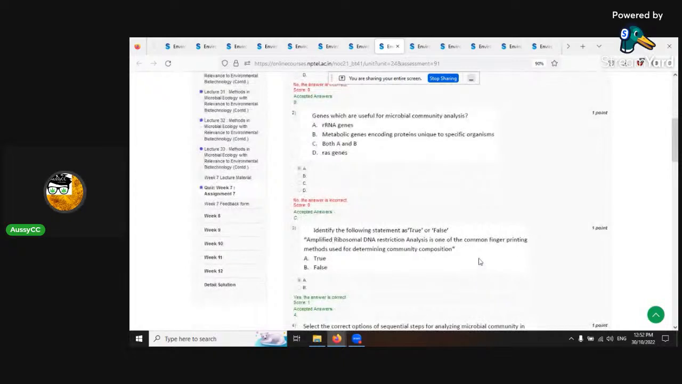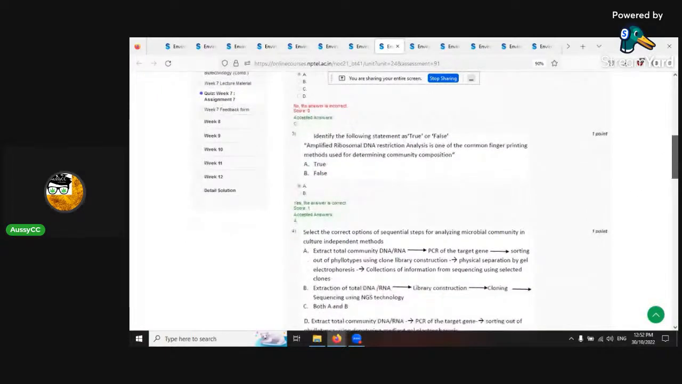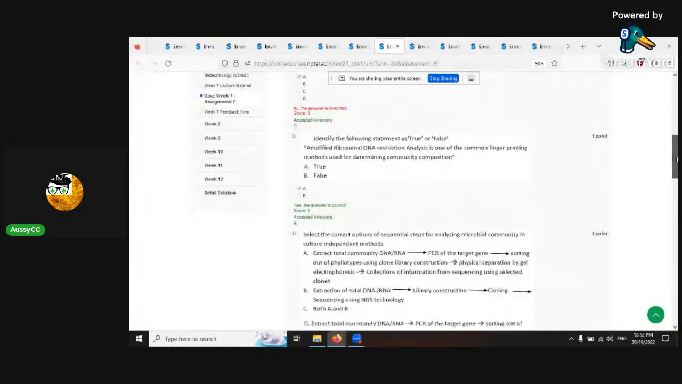Select the correct options for sequencing of a microbial community. So if I was going to sequence one, you want to extract everything. Then you want to PCR it, and you want to sort it out in the library. You want to blast it through its blast library, and then separate the gel electrophoresis. Use your PEG to separate it, polyethylene glycol, and then collect it and clone it. So yeah, A is pretty good.